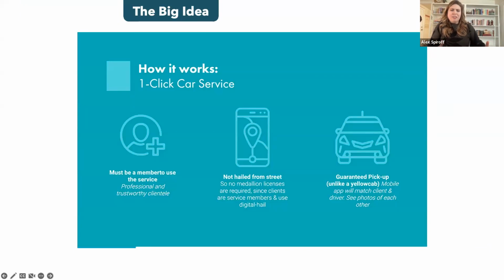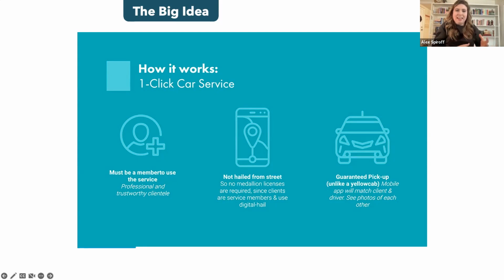Then they get into the how it works. So this is really here, they're addressing the three big pain points. And this is where I think there's not a ton of heart in this, right? Because when they say you have to be a member to use the service, you're not hailing from the street, and there's guaranteed pickup. What they're saying there is they're addressing three big pains that were around hailing a taxi, right? You're getting into a car with somebody, there's no digital footprint of who you're getting in that car with. Maybe that's not always the safest.